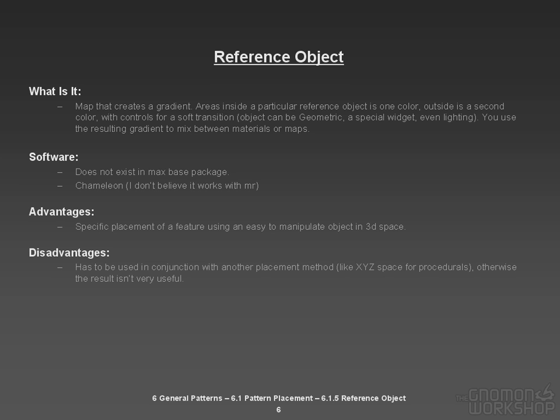There is a plugin called Chameleon that does this. I believe it's owned by Digimation, but I don't believe it works with Mental Ray. Now the advantage is that it's really easy to place a specific detail or feature because it's really easy to manipulate an object in 3D space. And then its main disadvantage is the usual caveat that the gradient by itself may not be very interesting. You may need to do something with some procedural noise in order to jazz it up and make it look more interesting.